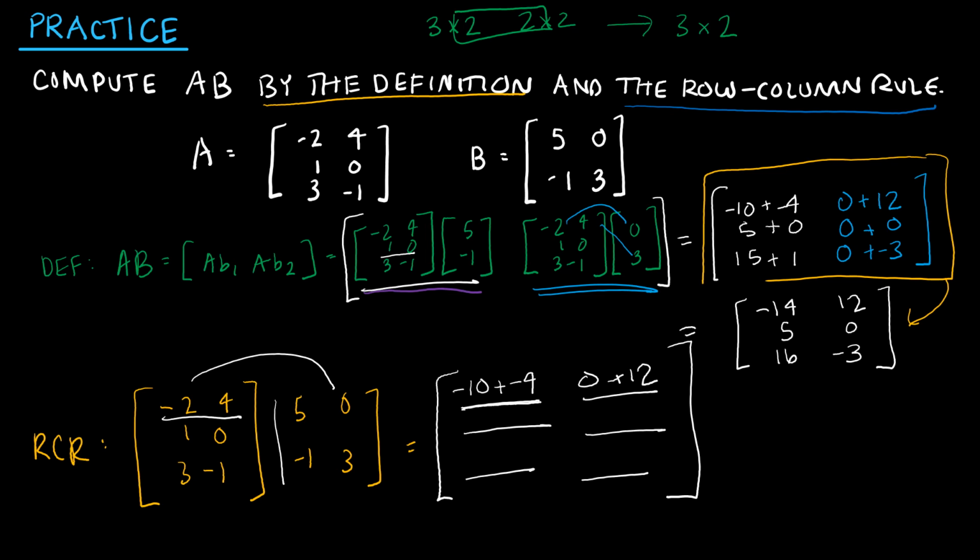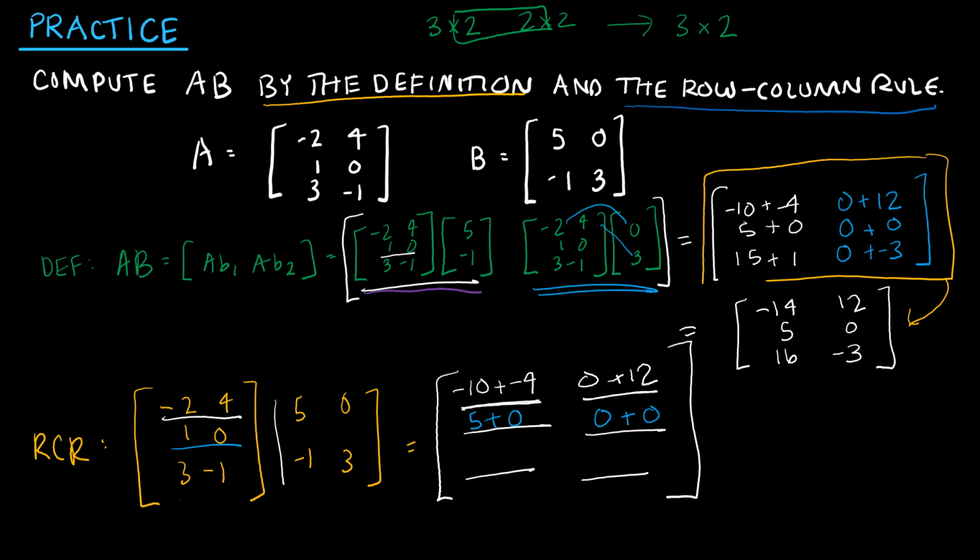And notice I took first row times second column, and it went in my first row and second column. And then I'm going to continue with my next row. 1 times 5 is 5 plus 0. And then 1 times 0 is 0 plus 0.